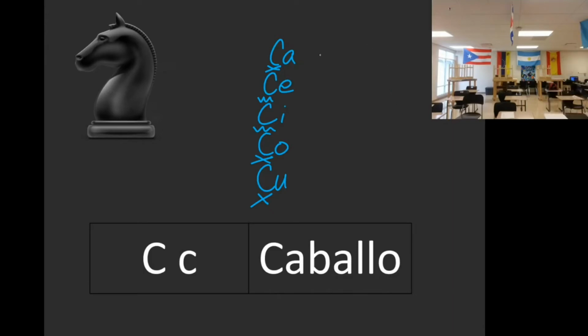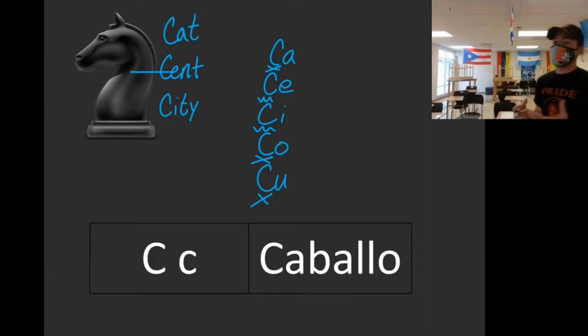All right, so if I have CA, like in cat, it sounds like that. If I have CE, like in scent, it sounds like that. All right, so this is a K sound, this is an S sound. All right, and then CI, like in city, also has that soft sound. So it's following the exact same rule as it does in English.